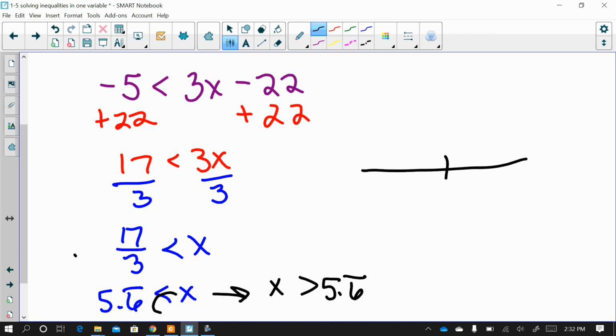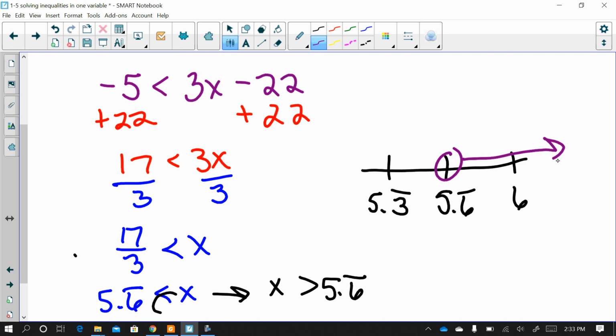Number line time, I'm going to put 5.6 repeating, 6, 5.3 repeating. Okay, open or closed circle? I am not equal to, so it's just going to be open. And x is greater than, my arrow is pointing to the right, so off to the right we go. And there's your answer.